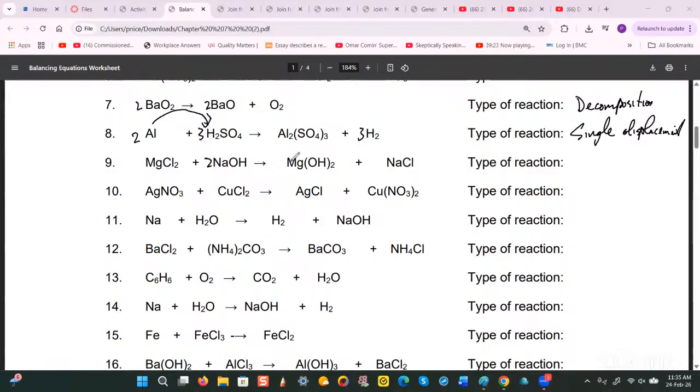1, 2, 1, 2. And what type of reaction is this? Double displacement is correct. Can you explain to me again how you know it's a double or a single?